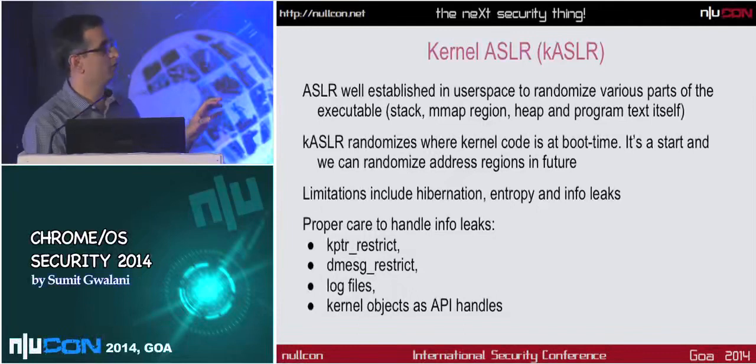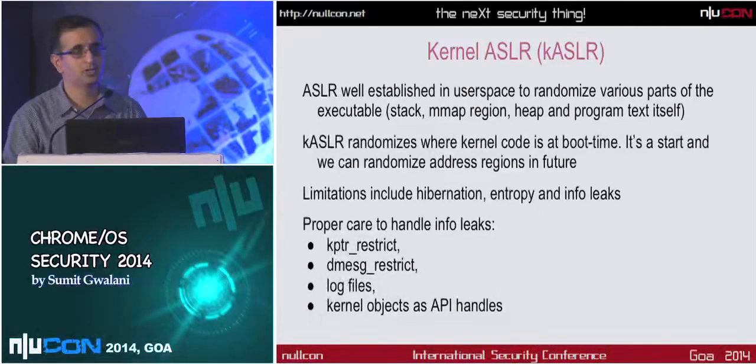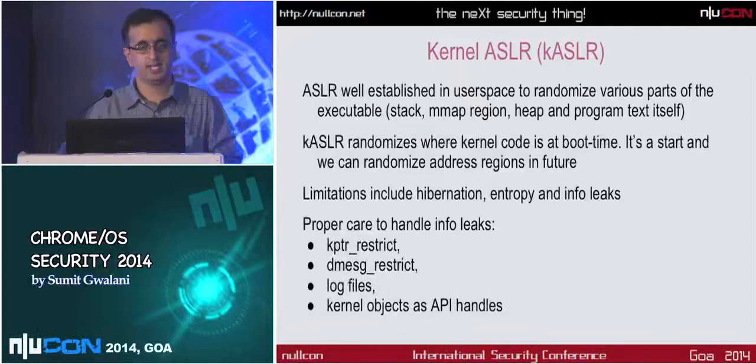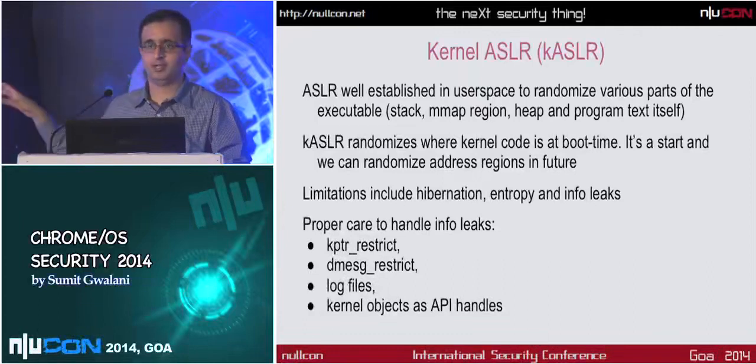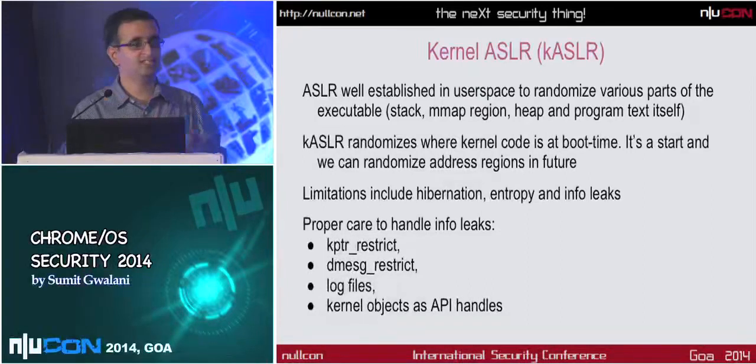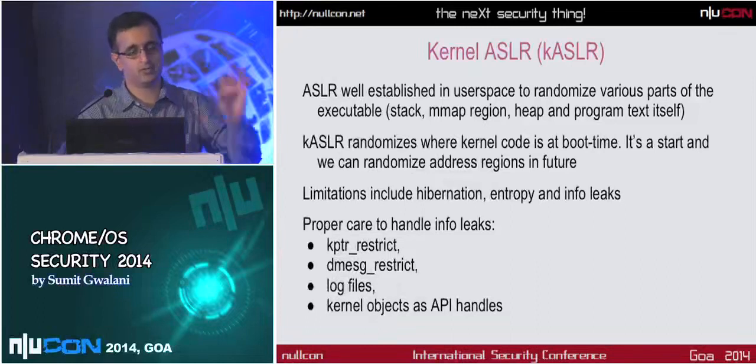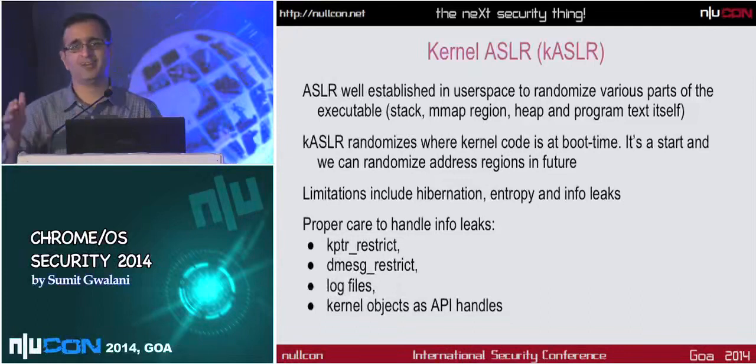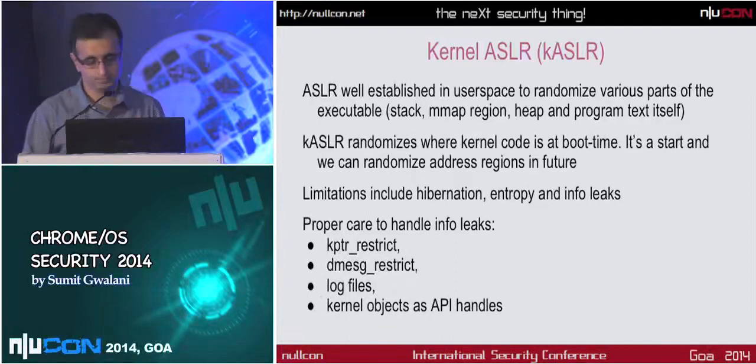But there are a few things we could do to actually make it useful, and that's what we're doing on Chrome OS, where we enable kernel pointer restrictions so that we are not leaking kernel pointers. Dmesg is another place where addresses can get leaked, so use the dmesg restrict setting to not leak addresses. Ensure your log files are not leaking addresses, and also ensure your kernel objects are not leaking. So avoiding address leaks becomes a very important thing to support the kernel ASLR work that we do.